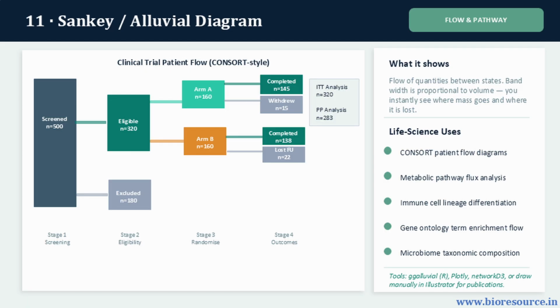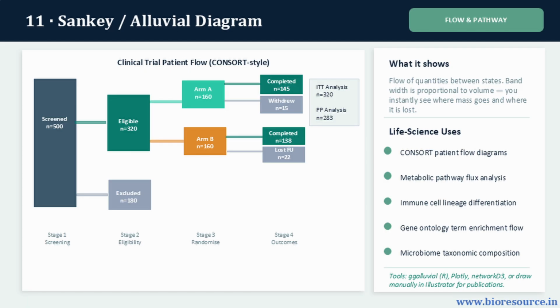Sankey and Alluvial diagrams show flow. They are useful when you want to show movement between stages, groups, pathways, or outcomes. In life sciences, they can show clinical trial patient flow, metabolic flux, immune cell lineage, differentiation, microbiome, taxonomic composition, or gene ontology enrichment flow. The depth of each band represents quantity. That means viewers can instantly see where samples, patients, cells, or molecules are going and where they are being lost.